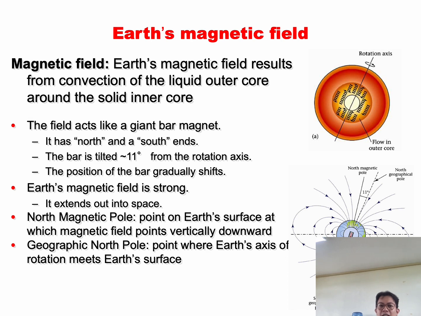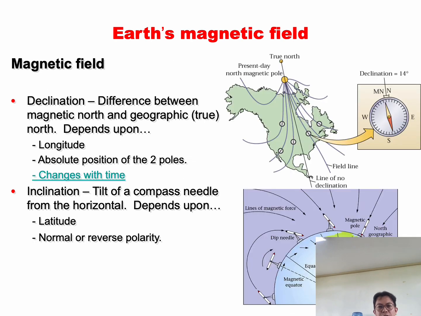The position of the bar gradually shifts. Earth's magnetic field is strong. It extends out into space. The north magnetic pole, okay, is the point on Earth's surface at which the magnetic field points vertically downward. Okay, in the North Pole, as you can see in the illustration, the direction of the arrows, or the magnetic field, points vertically downward. Check the illustration. While the North Pole points where the rotational axis meets the Earth's surface.